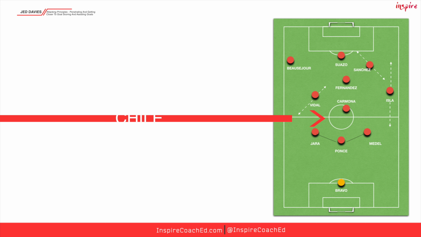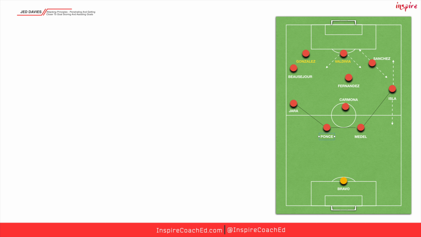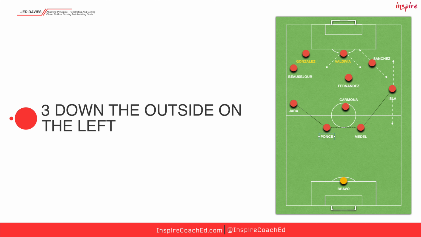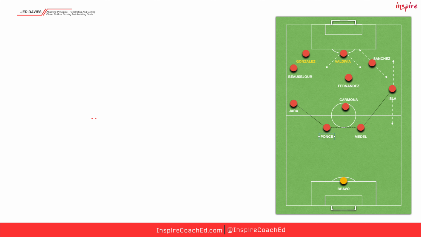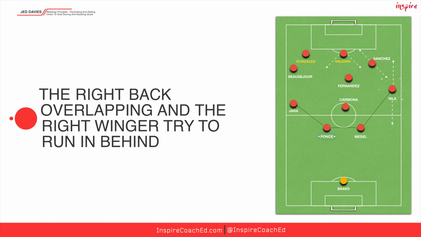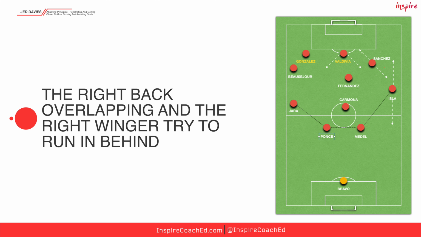So Bielsa subbed off a player from the engine who moved a midfielder out, and actually, I think he moved a defender out, but he changed his shape so he played a left winger, a left midfielder, and a left back. So he changed from a back 3 to a back 4 system. And in this moment, he's played 3 down the outside on the left. On the right, he had a right back overlapping quite heavily, and the right winger, Sanchez at the time, would go in and try and run in behind quite a lot.